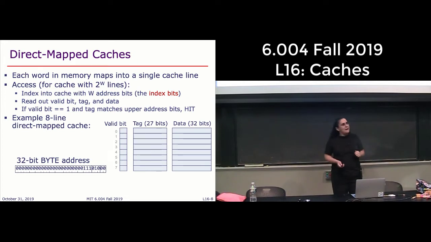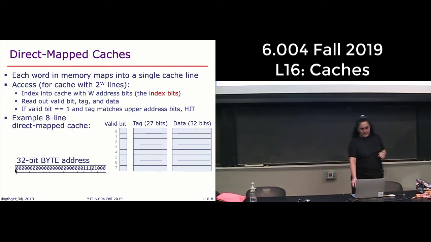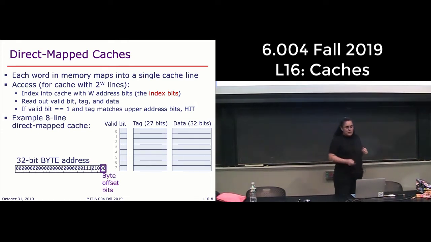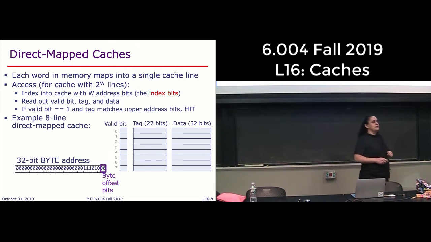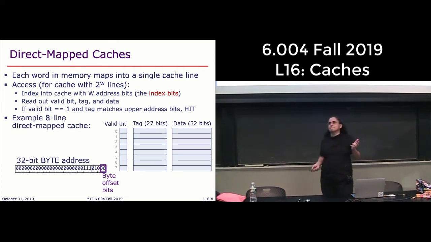Okay, so how does that work? Well, if I look at this 32-bit address, which is the address of the memory location that I'm trying to access, I can divide up that address into a number of fields. So first of all, the bottom 2 bits are always going to be 0, 0. Why is that? Can anybody tell me?